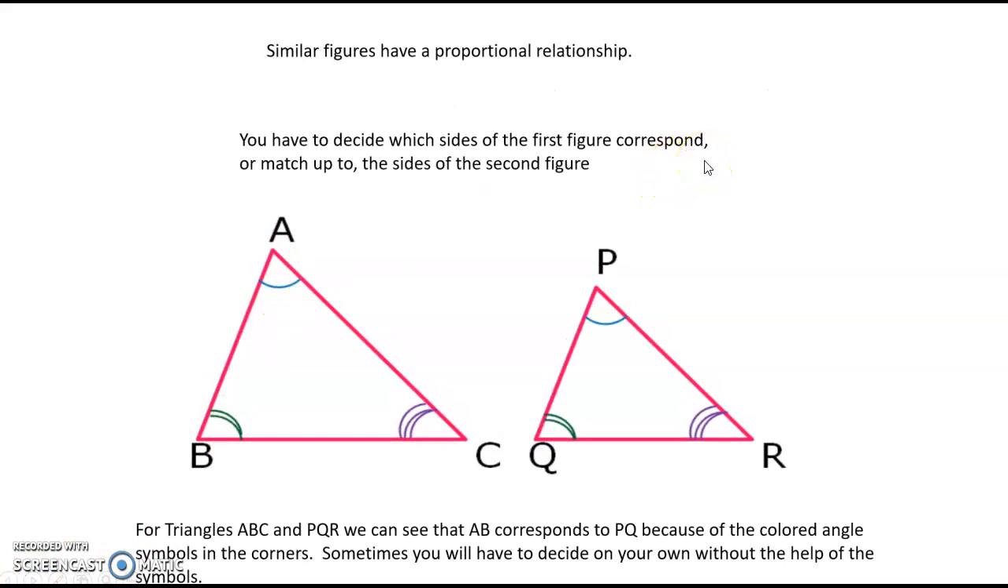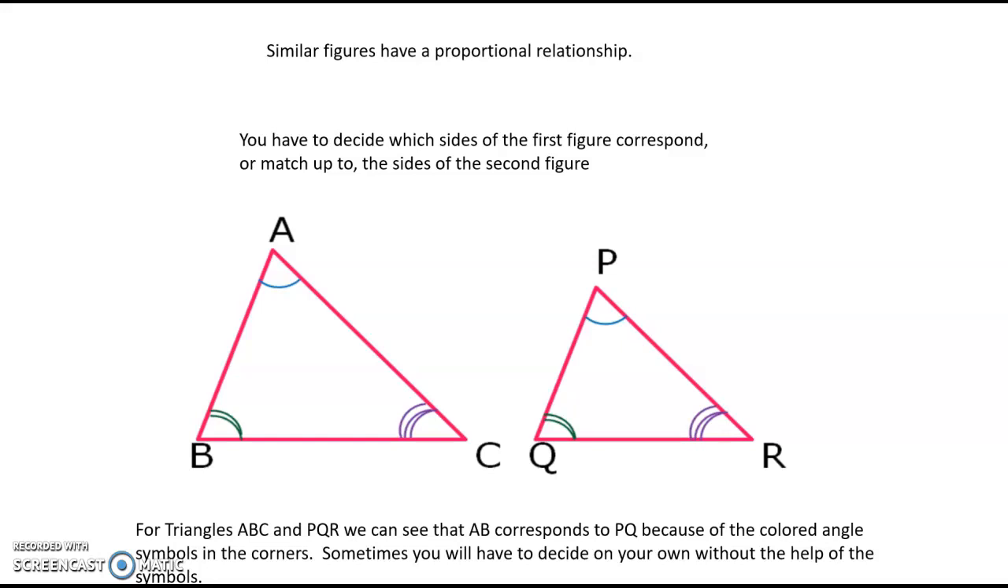Similar figures have proportional relationships. We know this, so we can use that as a rule, and sometimes you just have to decide which sides of the first figure correspond or match up to the sides of the second figure.